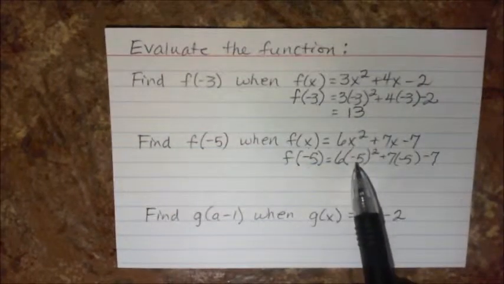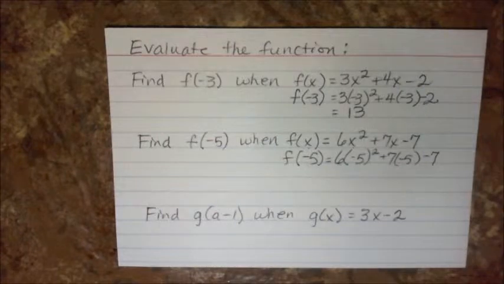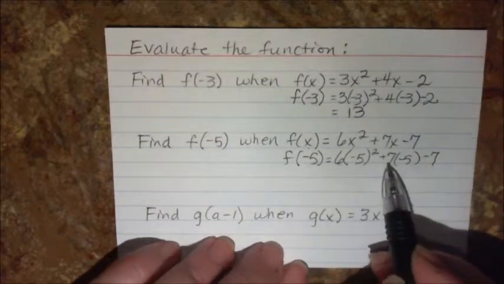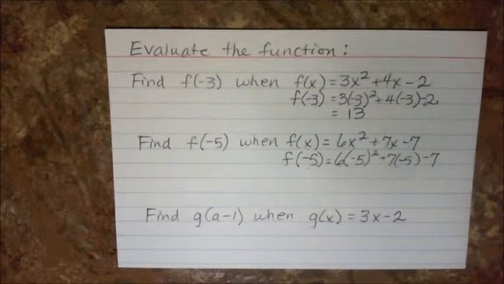This is 25 times 6. 25 times 6 is 150. And 7 times negative 5 is negative 35 minus 7. You can pause it and do your math there while I'm doing mine. I believe that gives us then 108.